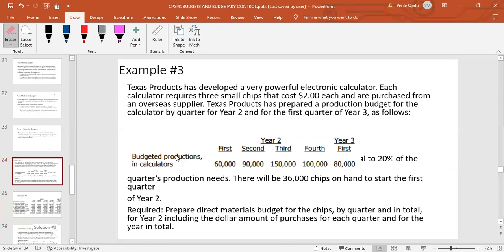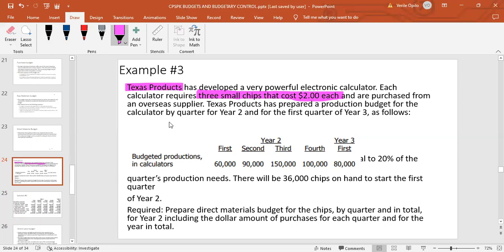We need to prepare a materials budget, a direct materials budget at that. So we have here a company called Texas Products, and Texas Products has developed a very powerful electronic calculator. Each calculator requires 3 small chips that cost $2 each and are purchased from an overseas supplier. Texas Products has prepared a production budget for the calculator by quarter for year 2 and for the first quarter of year 3 as follows.